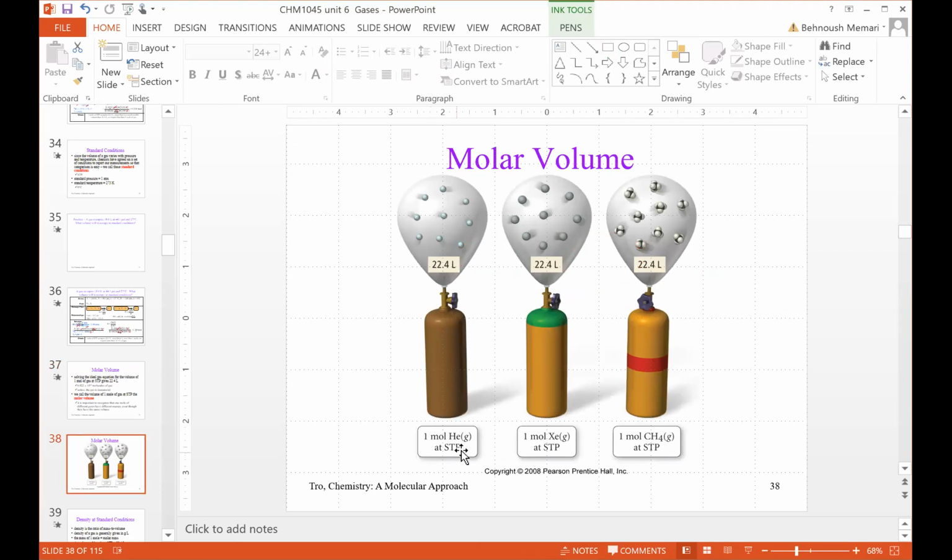So if you have 1 mole of helium, 1 mole of xenon, or 1 mole of methane, the volume is going to be the same at STP, regardless of the molar mass, regardless of the other factors, because the pressure and the temperature are going to stay constant.